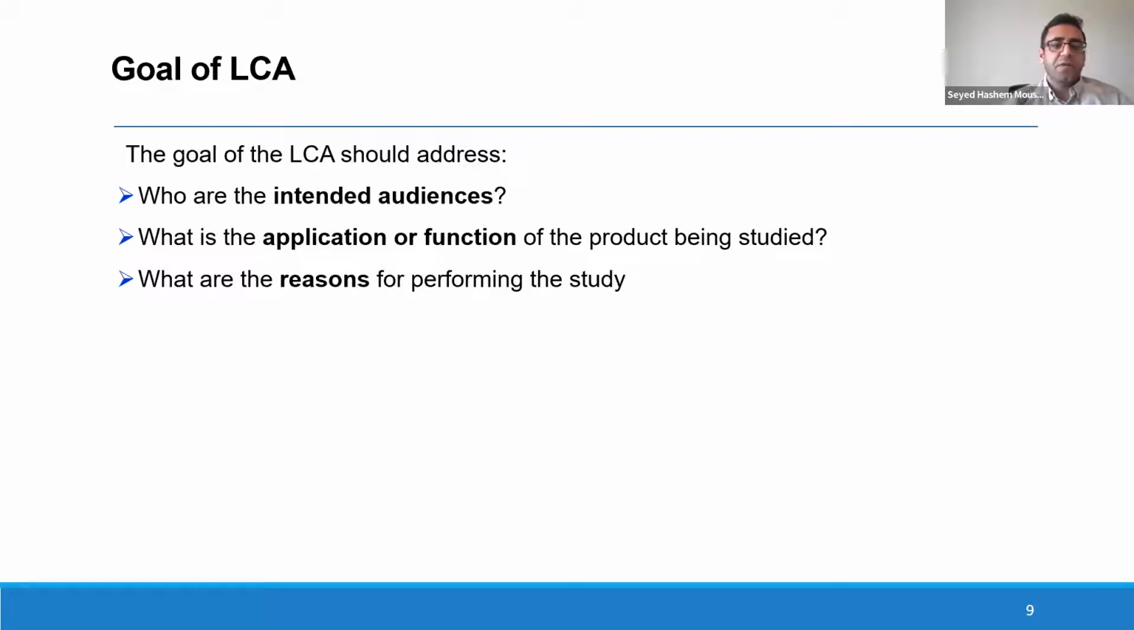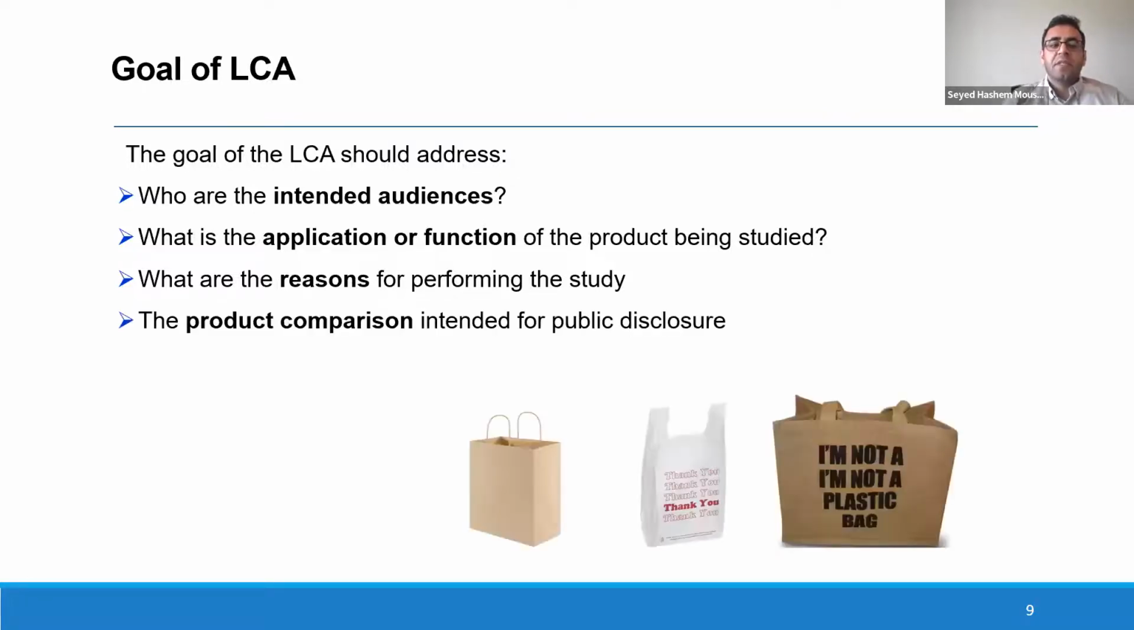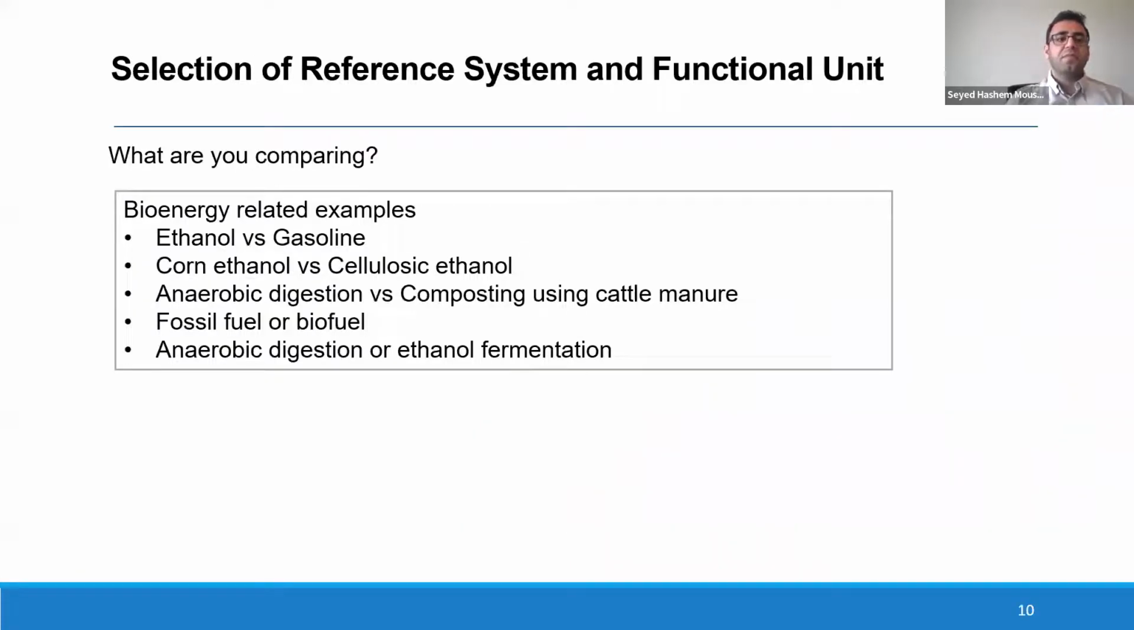What are the reasons for doing the LCA? Sometimes we want to compare different products. For example, these are three different products. They can be used for the same purpose, but they are coming from different sources through different pathways. So the environmental impacts associated with each of these products are different. Then we should identify the reference system and the functional unit. These are still in goal and scope definition.